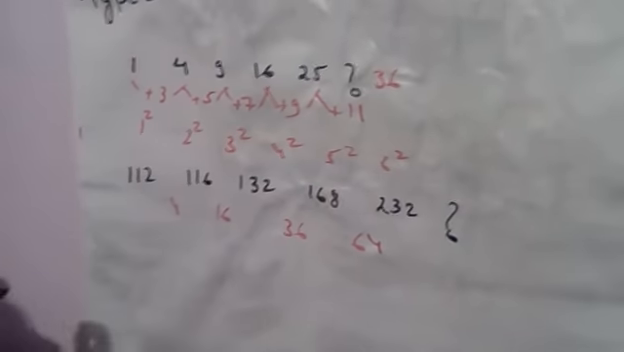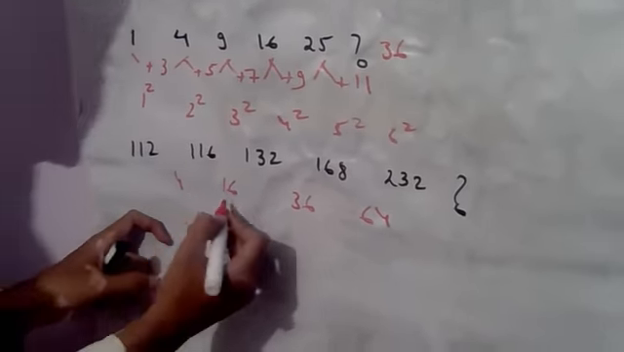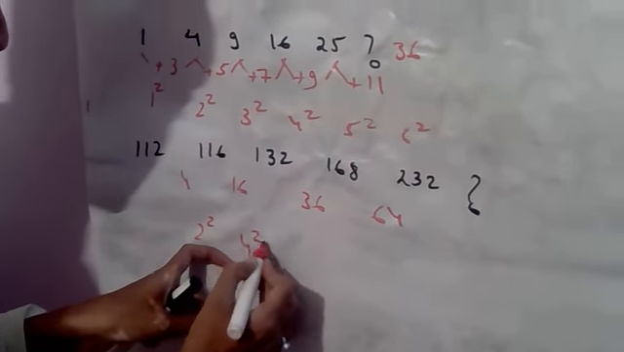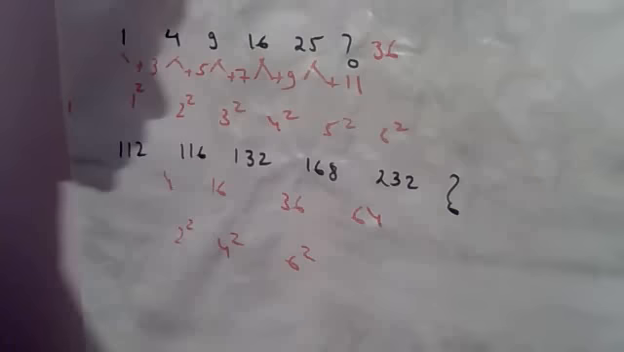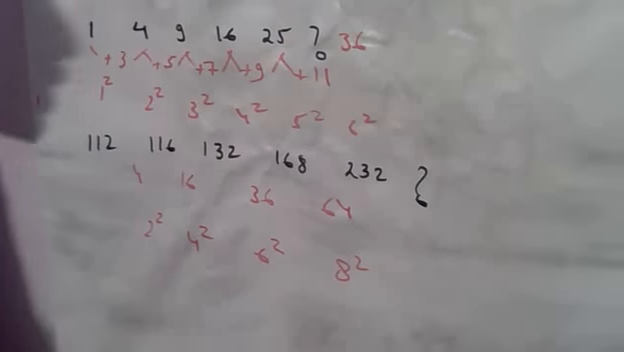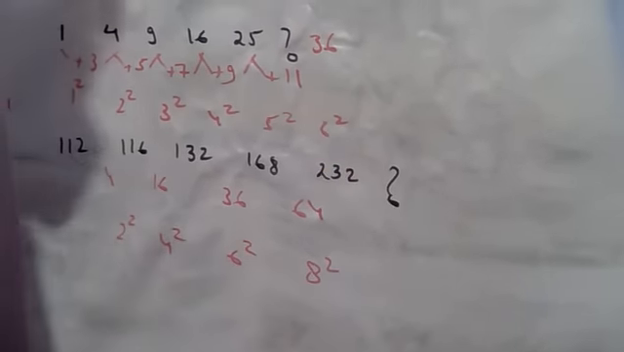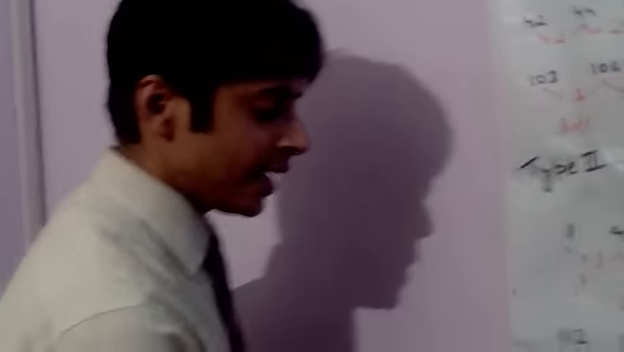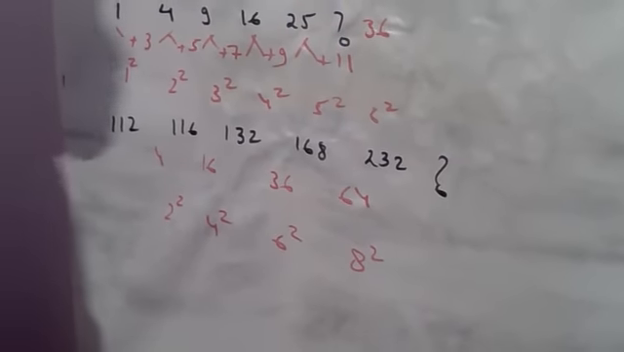Over here, 4 can be written as square of 2. 16 can be written as square of 4. 36 can be written as square of 6. 64 can be written as square of 8. So over here we see that the difference between the numbers of the series is the square of the even numbers. Over here, these are the squares of the even numbers. So the difference is basically the square of the even number.